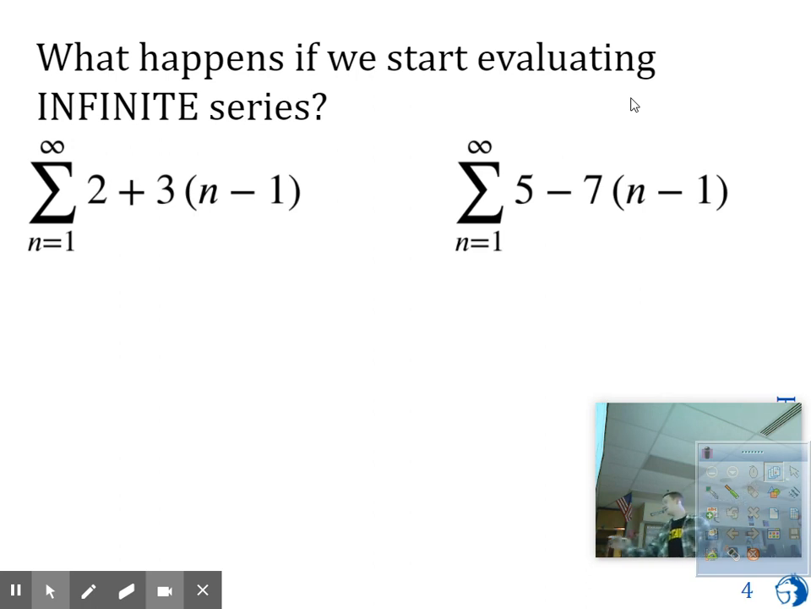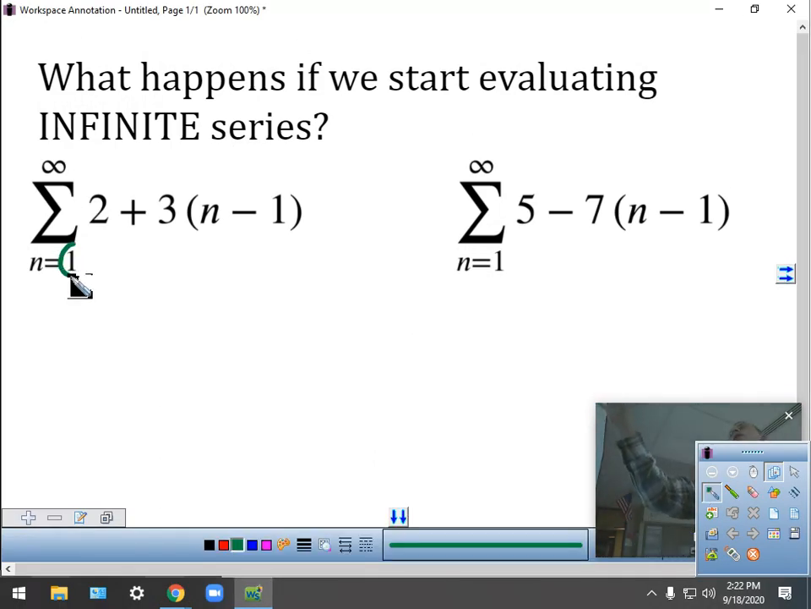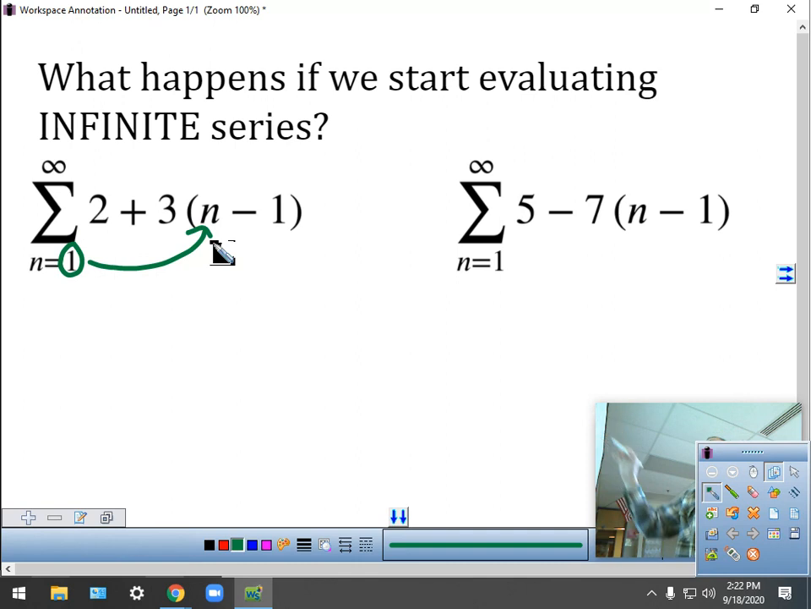For instance, with this one, you can keep going forever putting in new numbers for n. So you start with 1, and then you put 2 in, and then 3 in, and then 4 in, and then you go all the way forever. Obviously, you can't actually do that.